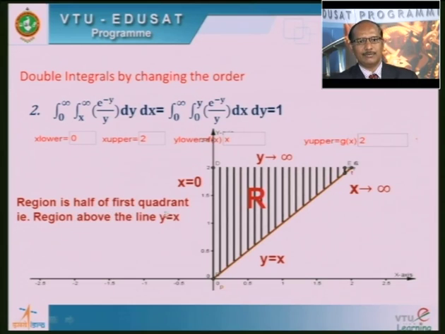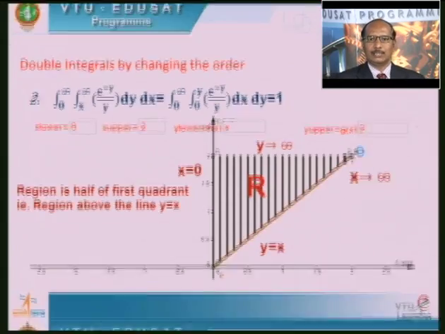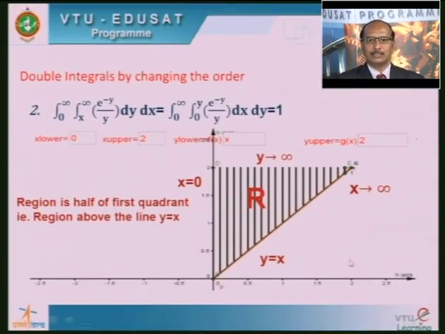The region is half of the first quadrant. Of the entire first quadrant 0 to infinity, its half portion is the given region here, y is equal to x to y equal to infinity. It is not only this much as shown in the figure here. If you extend to infinity, this line is not the infinity here, it is extended to infinity. Here also it is not the boundary, it is extended to infinity. So the entire first quadrant is divided into two parts. The part above the line y is equal to x is the region R.